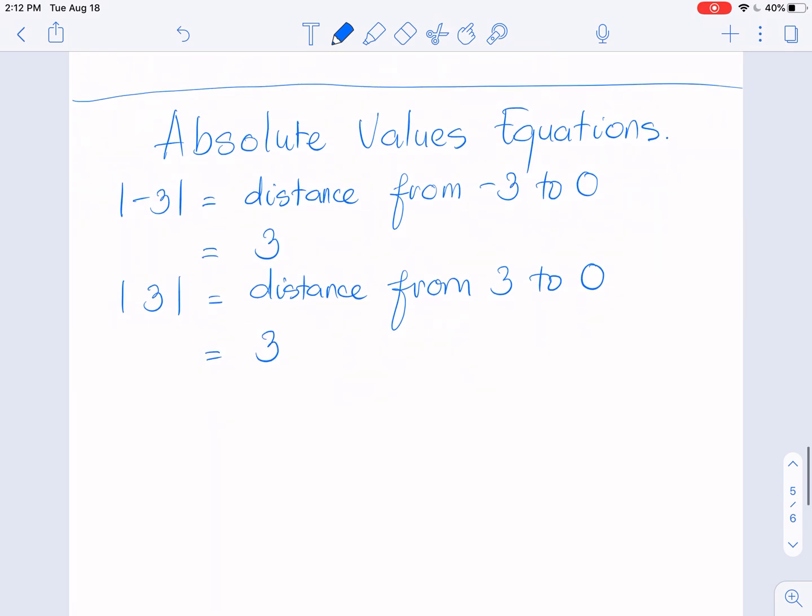So if you have an equation, you have to solve it. Solve for x, where the absolute value of x is 3. In order to get a distance of 3, we have two numbers on the number line, which are -3 and +3. So we have two numbers that make the distance 3.